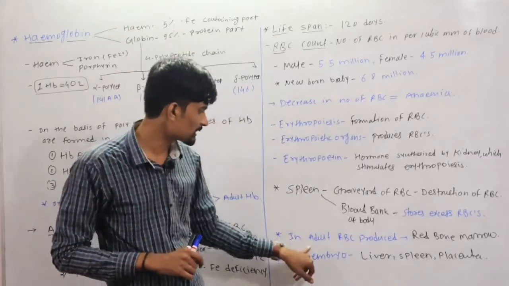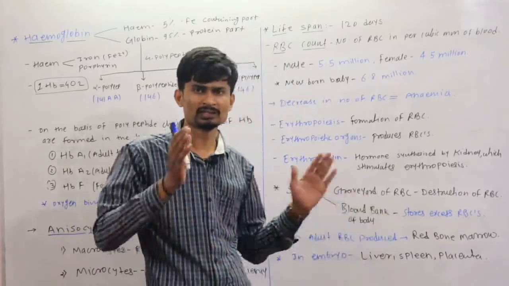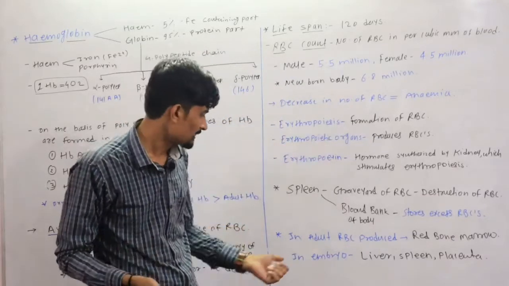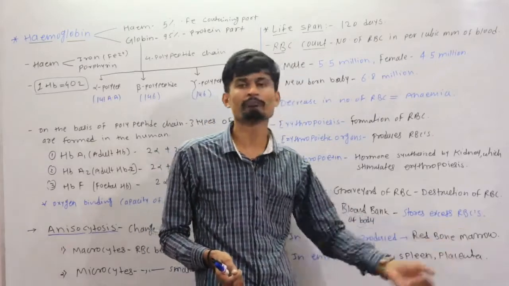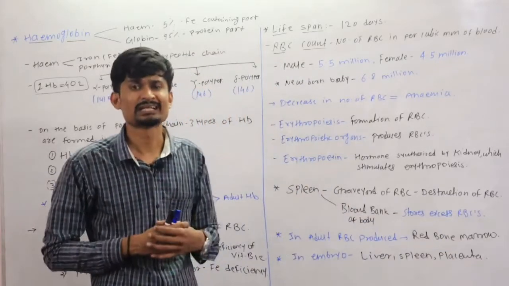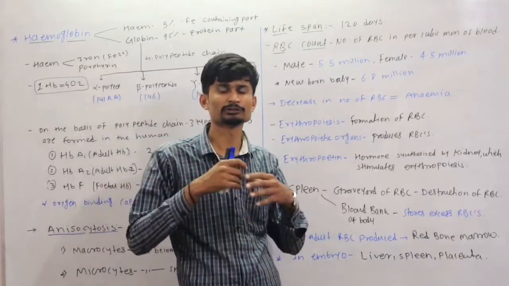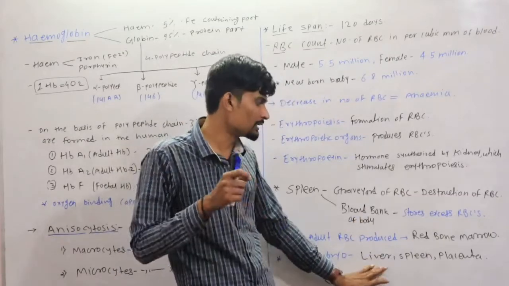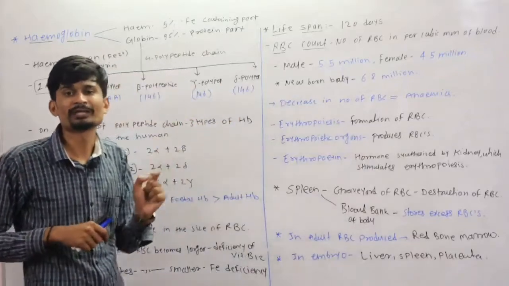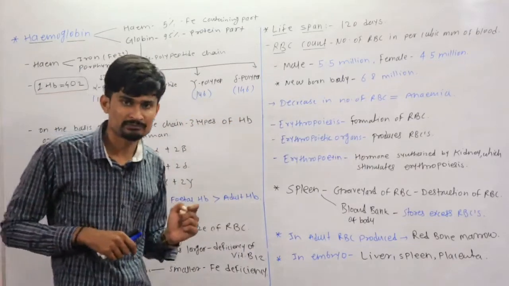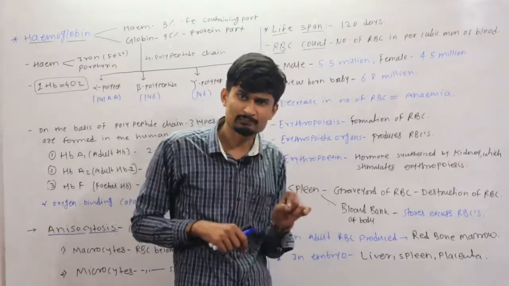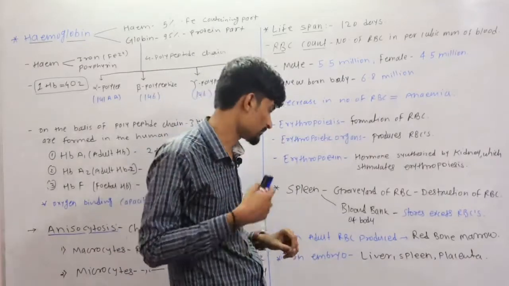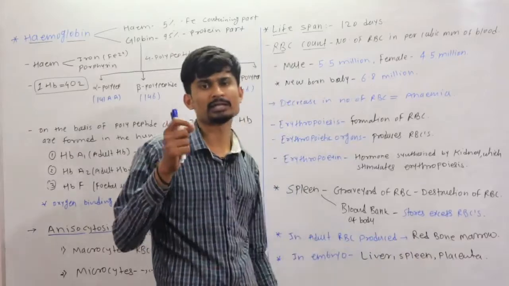Next, in adult, where is RBC produced? In adult and in the embryonic life stage, the erythropoietic organs are different. In adult stage, RBC are produced in the red bone marrow, which is a spongy tissue. In embryonic life, the RBCs are produced inside the liver, spleen and the placenta. So erythropoietic organs are different according to the life stage. During the embryonic life stage, the RBCs are produced by the liver, spleen and placenta. But when it becomes adult, after 18 to 20 years, the RBC are produced by the red bone marrow.